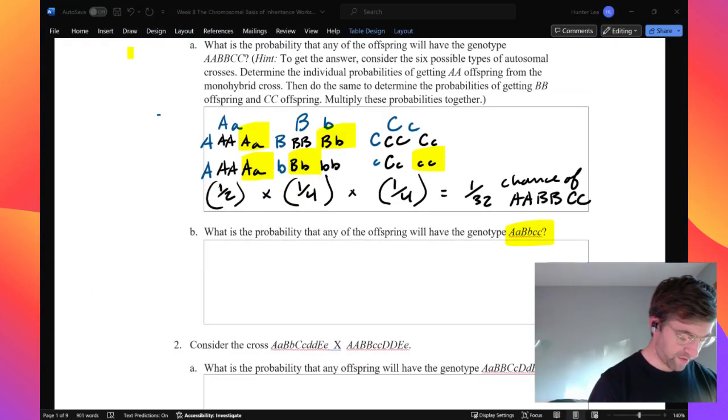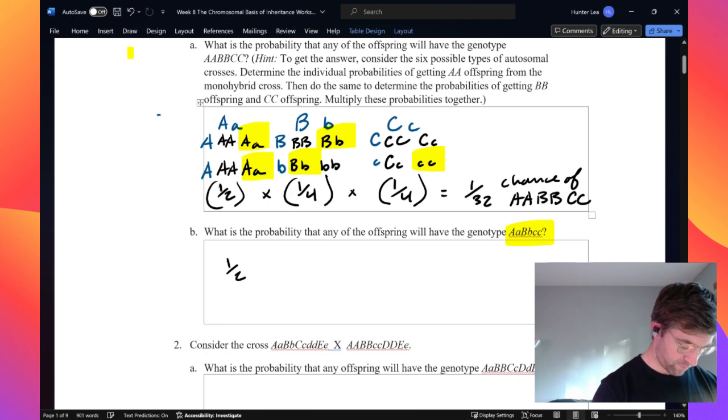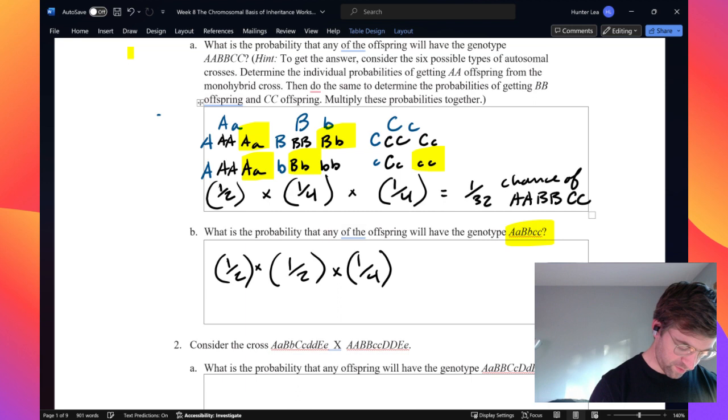Okay, it appears we're back. So 50% of the A's, 50% on the B's, and 1 in 4 on the C's. 4 and 4 is 16.